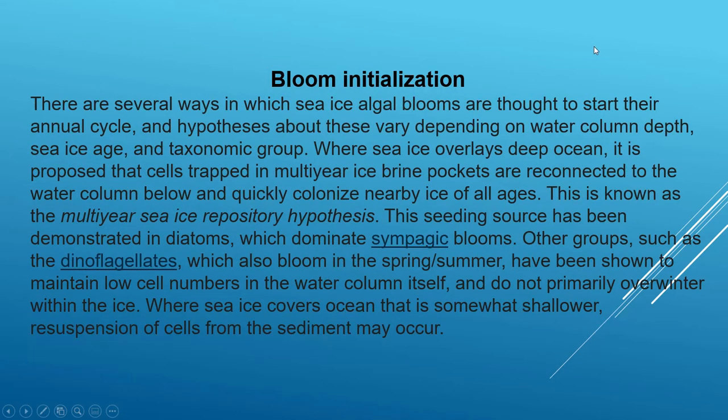There's several ways in which sea ice algal blooms are thought to start their annual cycle. Hypotheses about these vary depending on water column depth, sea ice age, taxonomic group. And you can throw in the angle of the sun, the thickness of the sea ice, the distribution where it's found. That ties in with the sea ice age.